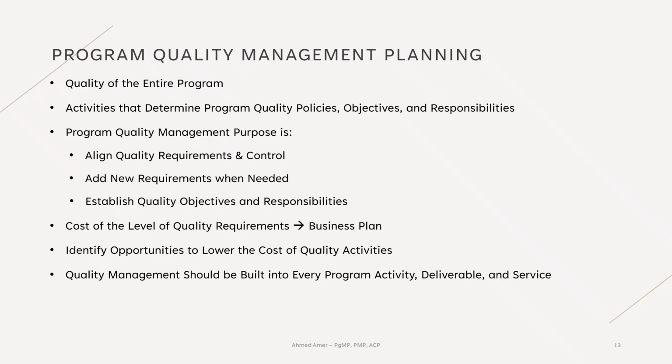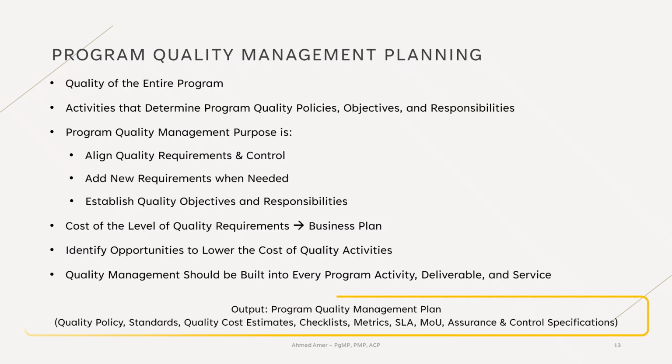The output of this activity is a program quality management plan that may include program quality policy, program quality standards, program quality cost estimates, quality checklists, quality metrics, service level agreements or memorandums of understanding, and quality assurance and quality control specifications.